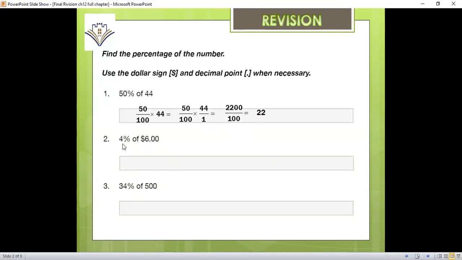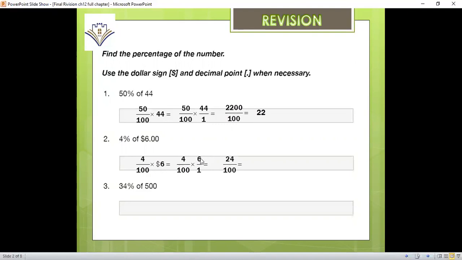Number 2. 4% of $6. Then we can convert 4% to the fraction 4 divided by 100, or decimal 0.04, which means 4 hundredths. By the fraction, 4 divided by 100 multiplied by 6. And 6's denominator will be 1. Yes, 4 divided by 100 multiplied by 6 divided by 1.